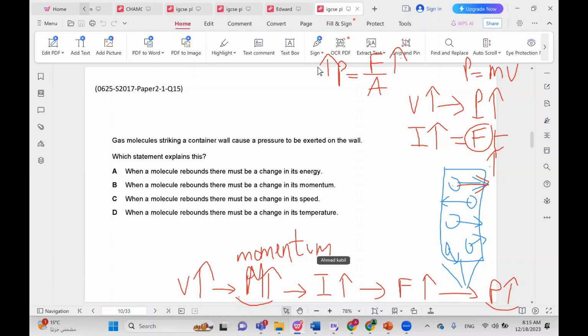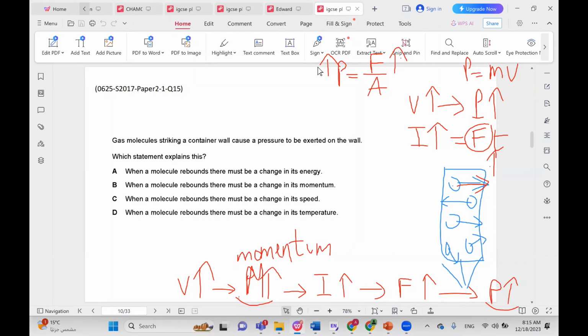Right? So the idea is that when we heat an empty bottle, for example, that only contains gas molecules, the speed of the molecules increases. So the momentum increases, so the impulse increases, so the force increases, so the pressure increases. This is the long answer to the question.